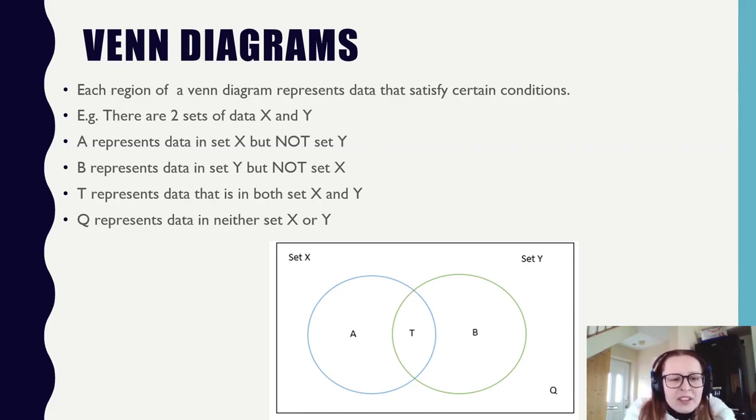B represents data that is in set Y but not set X. T represents data that is both in X and Y. And Q represents neither X nor Y. Okay.